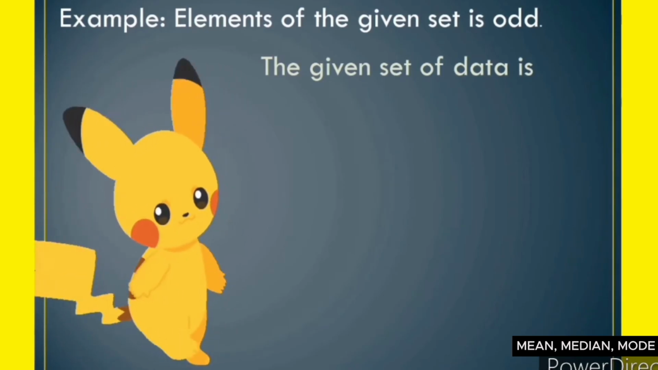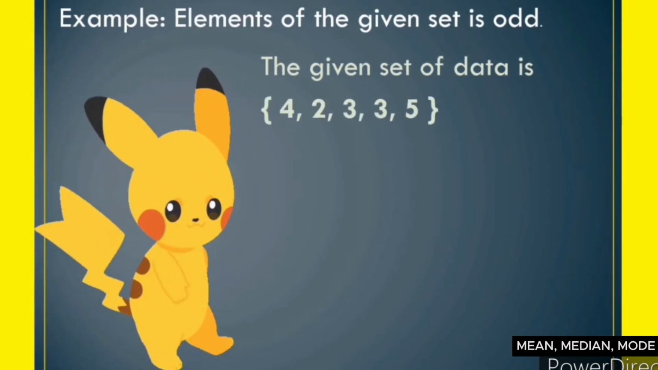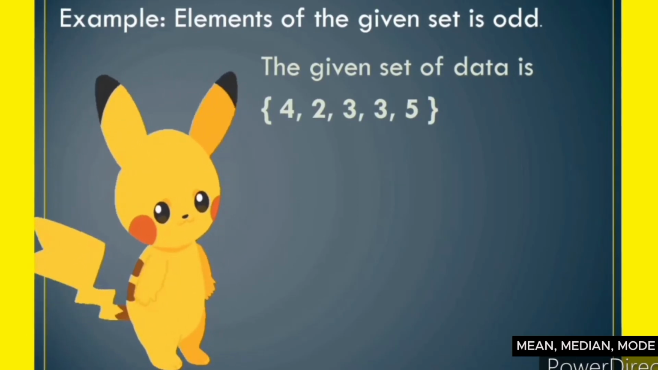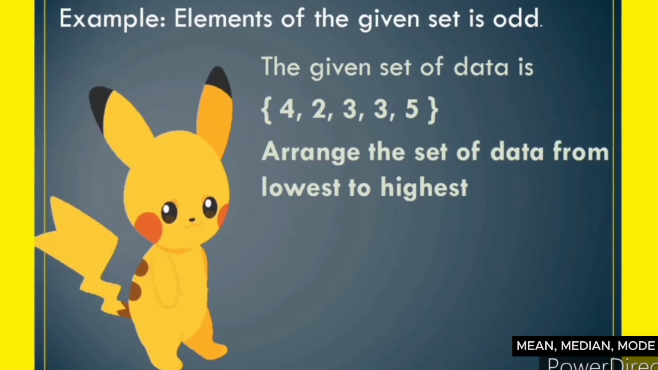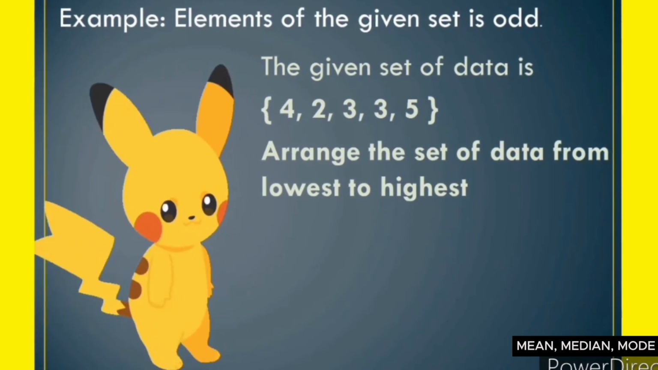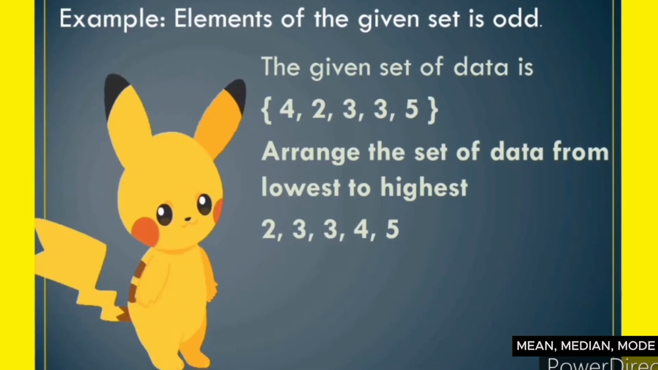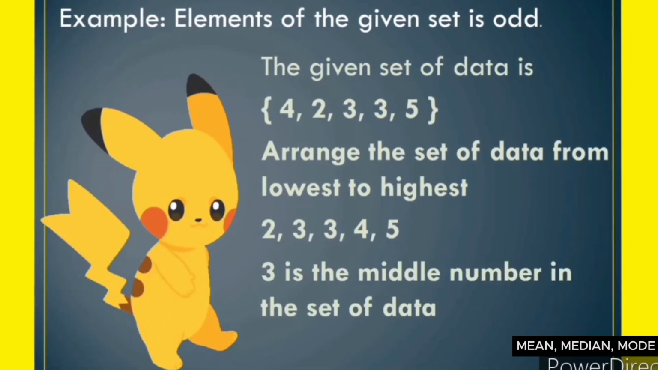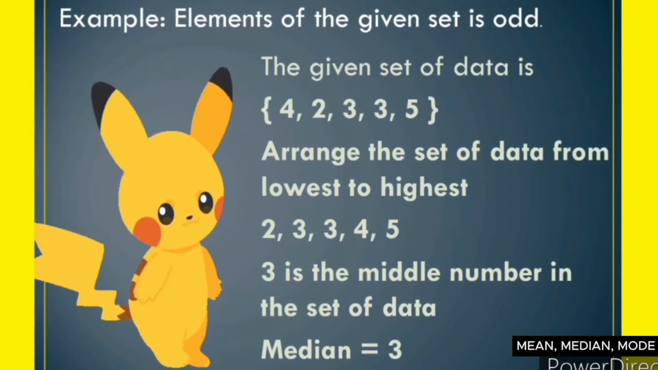Example, elements of the given set is odd. The given set of data is 4, 2, 3, 3, and 5. Arrange first the set of data from lowest to highest number. We have 2, 3, 3, 4, and 5. 3 is the middle number in the set of data. Therefore, the median is equal to 3.